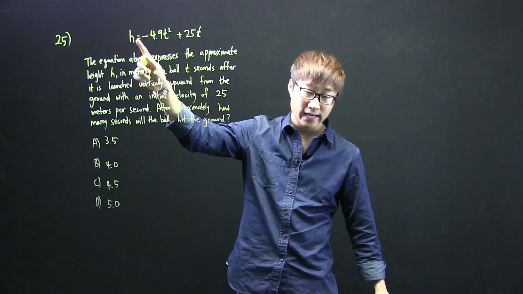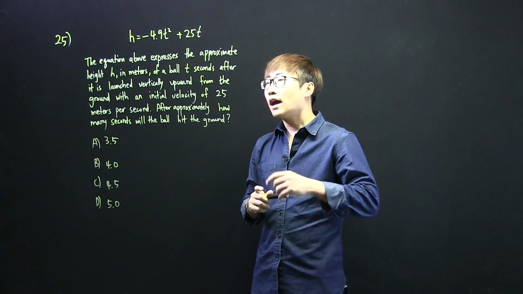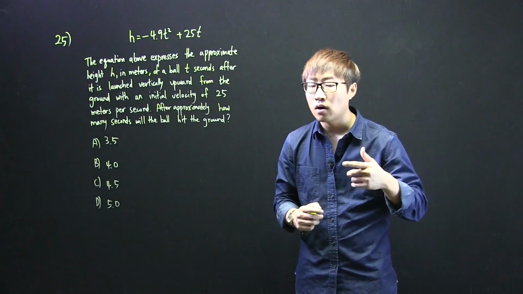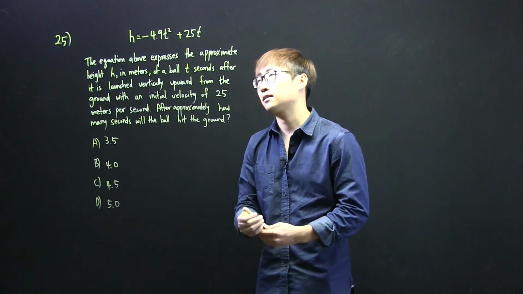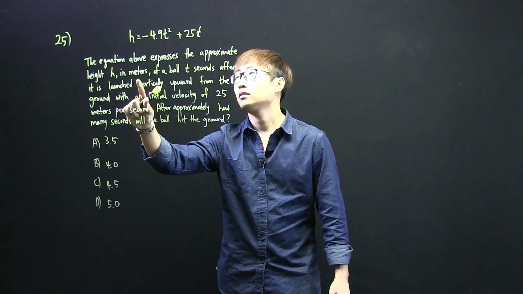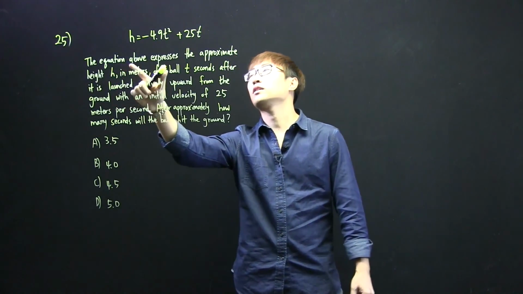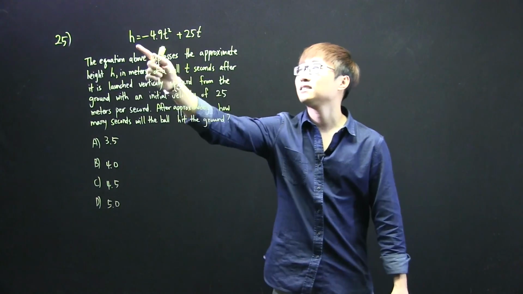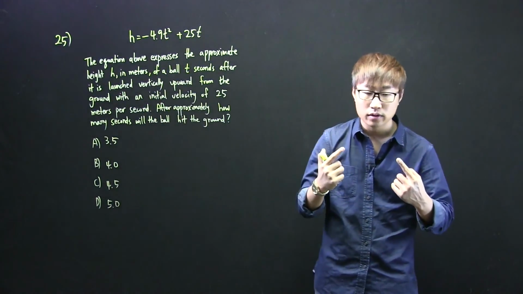So we just need to figure out what h is, and we'll be good to go, right? Now let's look. After approximately how many seconds will the ball hit the ground? What did they say h is? Let's go back. Height h in meters of a ball t seconds after is... The equation above expresses the approximate height h. So that's the height after the ball is launched vertically upward.